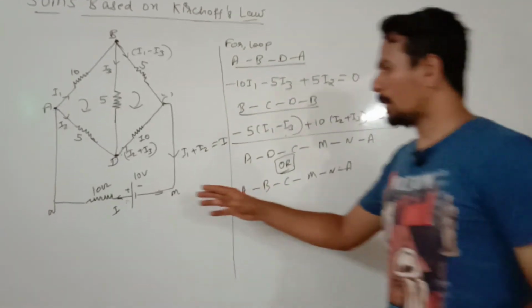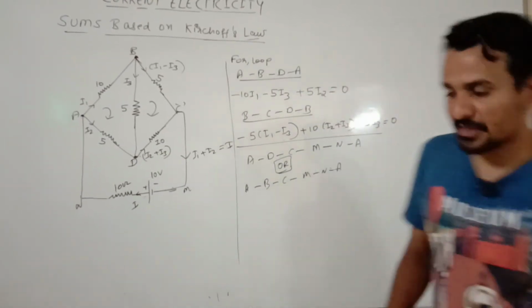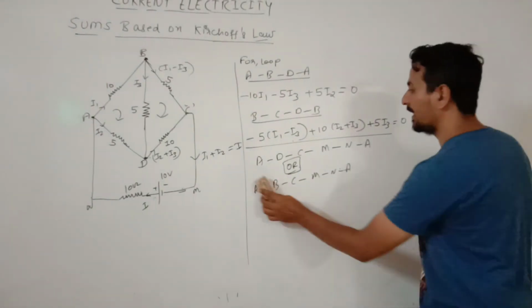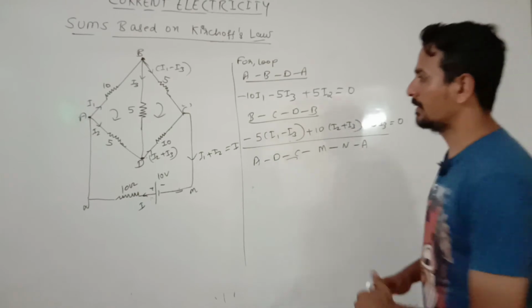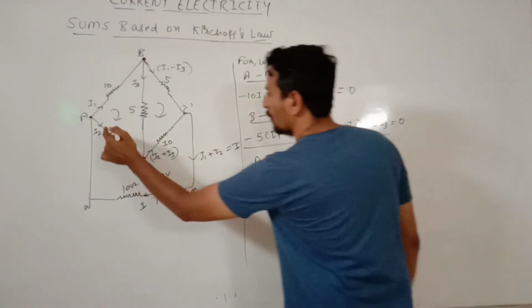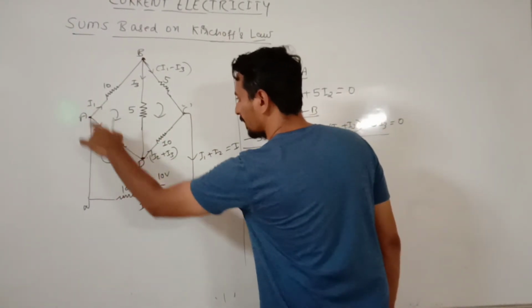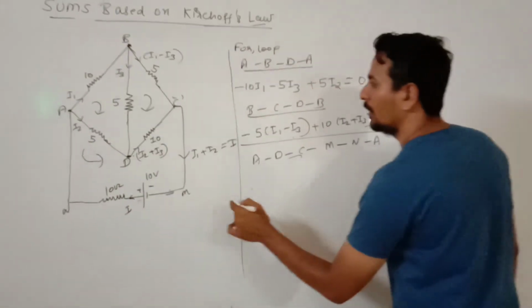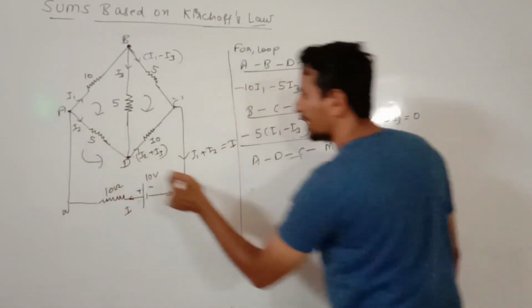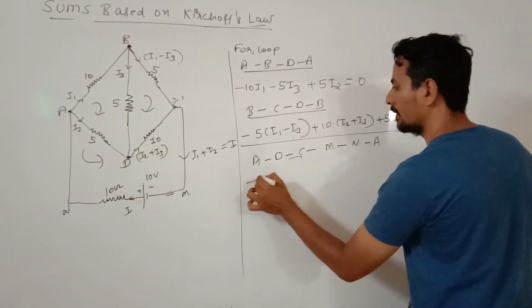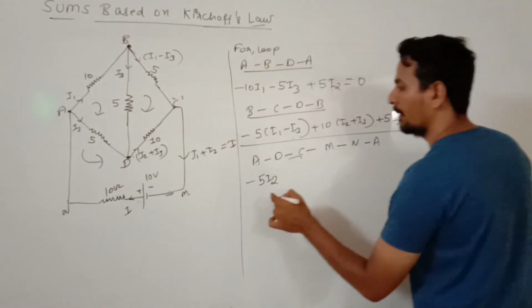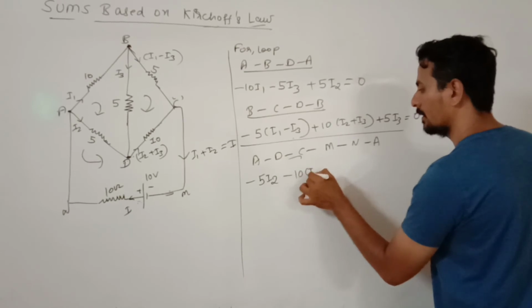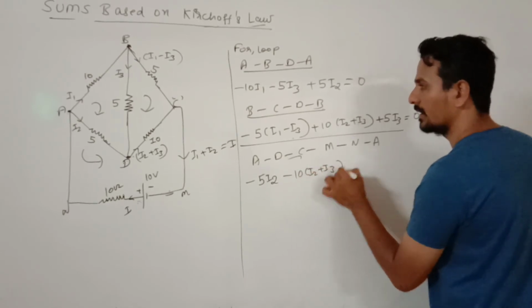So the third loop comprises a battery. Suppose we are taking this loop A, D, C, M, N, A. Starting from A, we are moving in this direction. The current is also in the same direction, so that is minus 5I2, minus 10 times I2 plus I3.